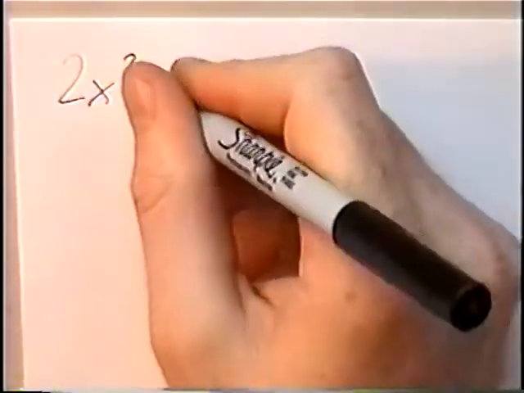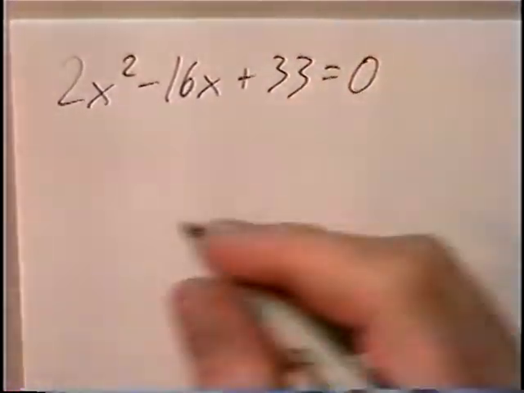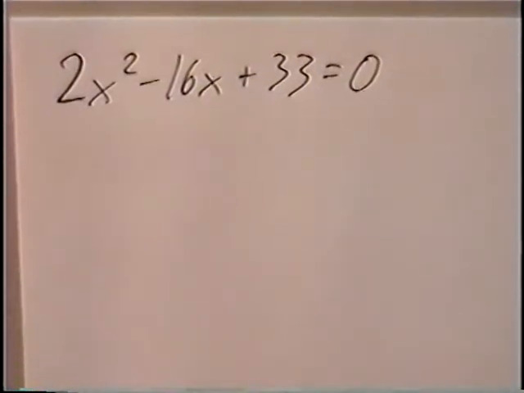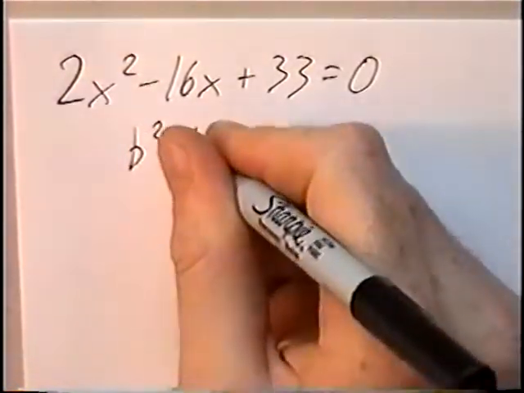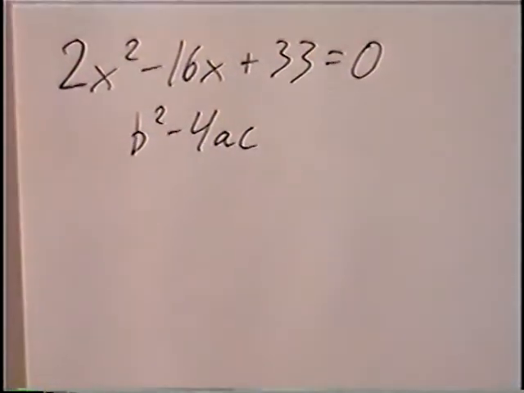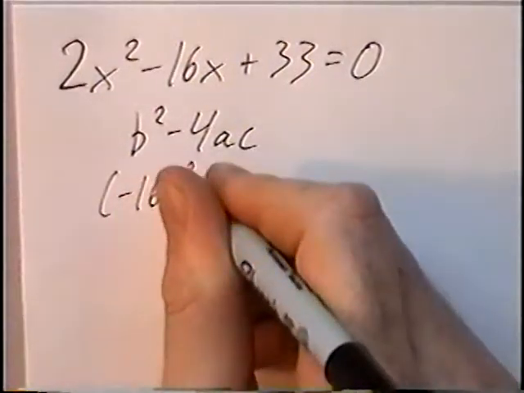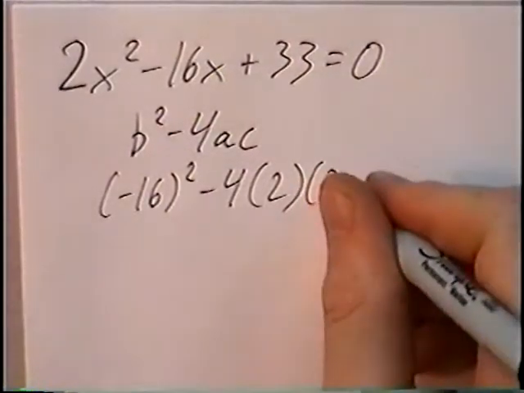First equation, and only equation for the section, is 2x squared minus 16x plus 33 equals 0. Using the discriminant, we can tell whether this equation has two real solutions, one real solution, or two imaginary solutions. Again, the discriminant from the quadratic equation is b squared minus 4ac. Finding the discriminant, b is negative 16, so we'll have negative 16 squared minus 4 times a, which is 2, times c, which is 33.